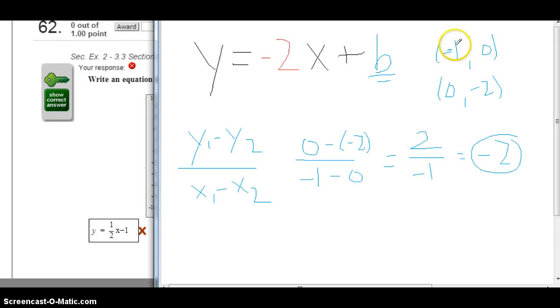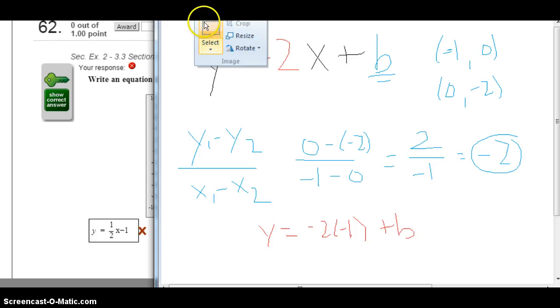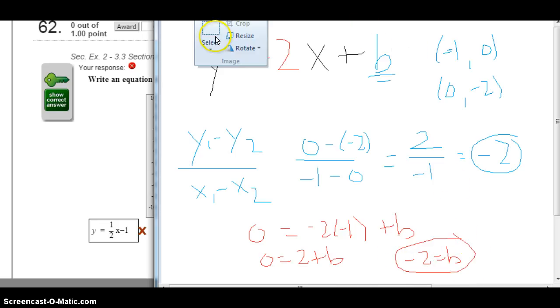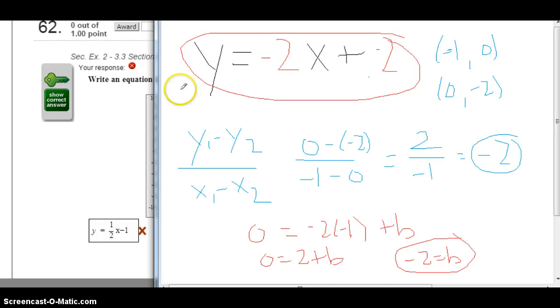We'll plug this in. So the x is negative 1. So we have y equals negative 2 times negative 1 plus b, and the y value is 0. So I actually should have written a 0 over here. Plug in a 0 for y and a negative 1 for x. And you solve that down, 0 equals 2 plus b, subtract 2 from both sides, negative 2 equals b. So now that we know negative 2 equals b, we would plug our negative 2 in there, and that's our equation in slope-intercept form.